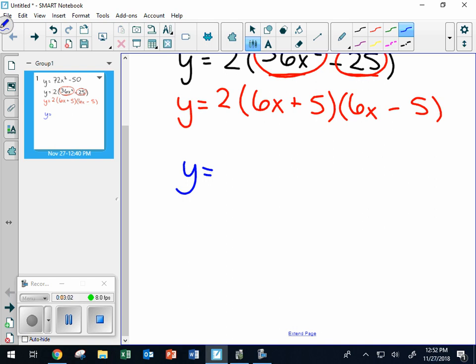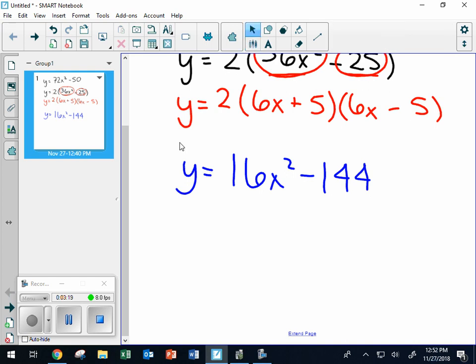I have, let's go with 9x squared minus, actually no, I changed my mind. I don't like that one. Let's go 16x squared minus 144. Y equals 16x squared minus 144. Put this into factored form. And I will pause while you do.